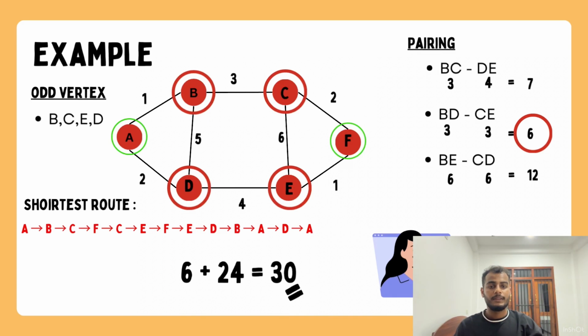Let's talk about why this is important. The Chinese Postman problem is used in real-world applications like postal delivery, garbage collection, and road maintenance, where a route must be planned to cover all streets efficiently. By duplicating the shortest edges between odd degree vertices, we minimize extra distance traveled while ensuring all streets are covered. So now let's move on to the code explanation.